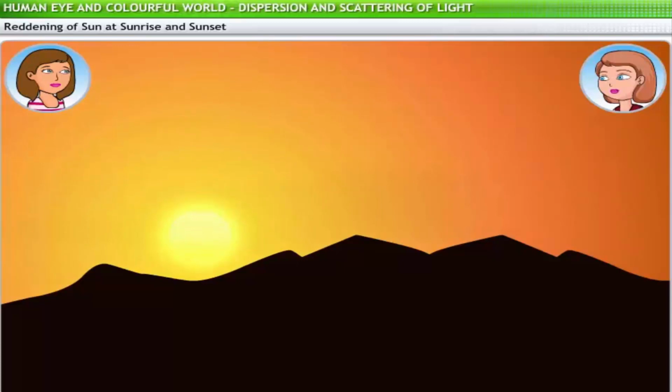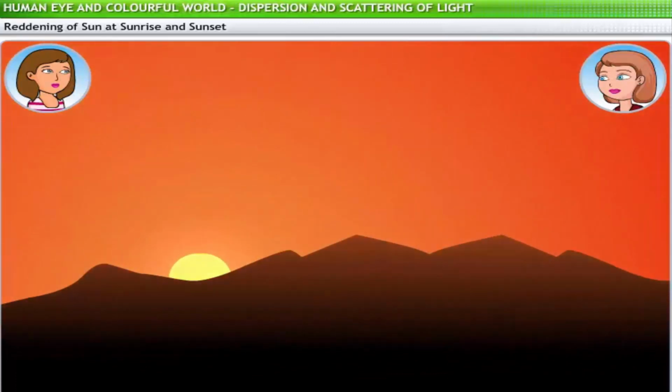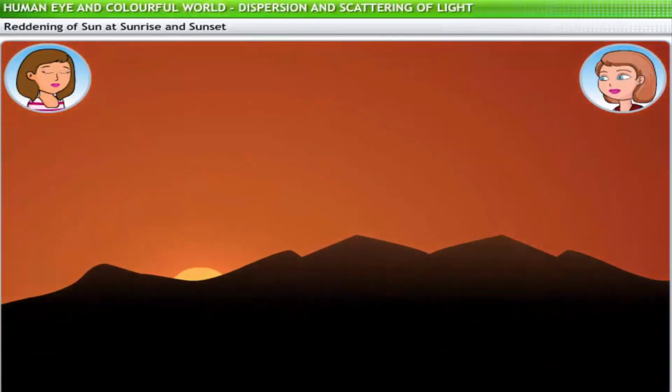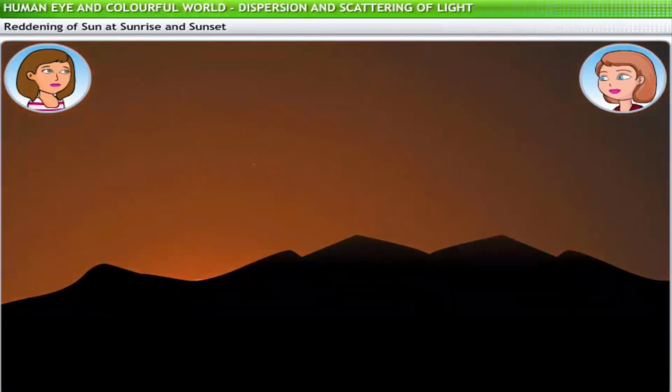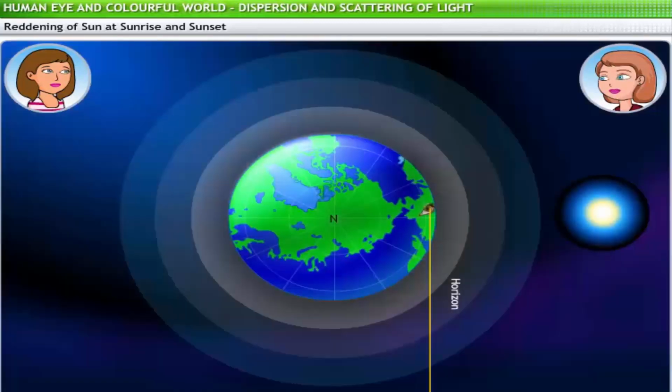Now, look at this sunset. The sky has turned red. Wow! What a lovely sight! You said that the red color of the sun at sunrise and sunset can also be explained through the scattering of light. Yes. Let me explain.